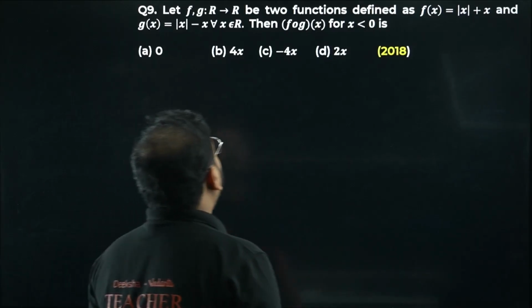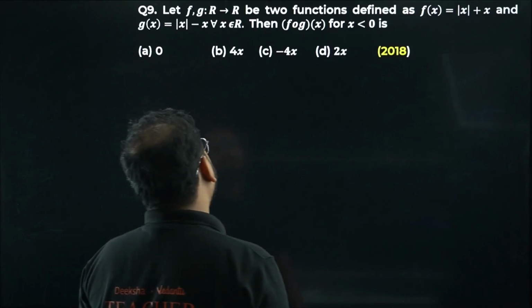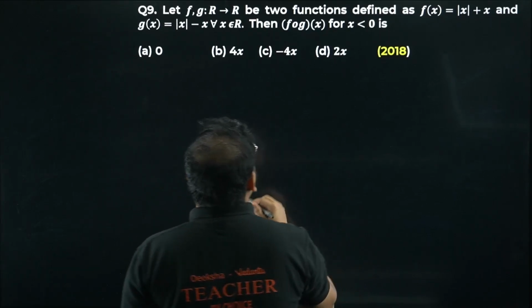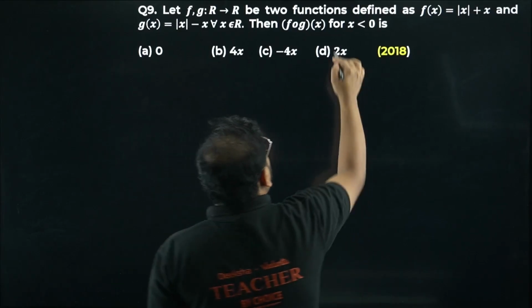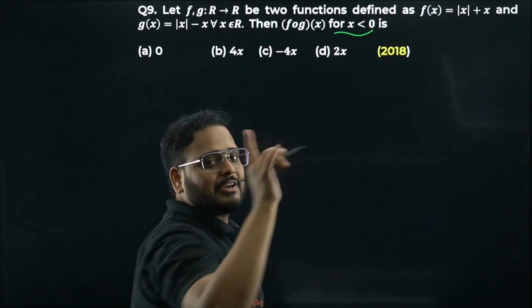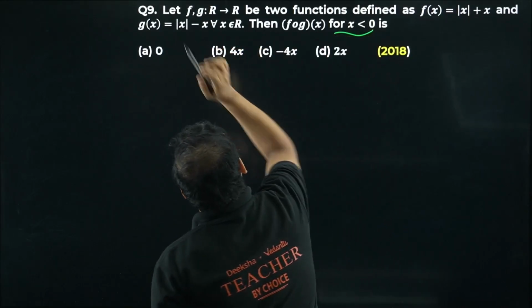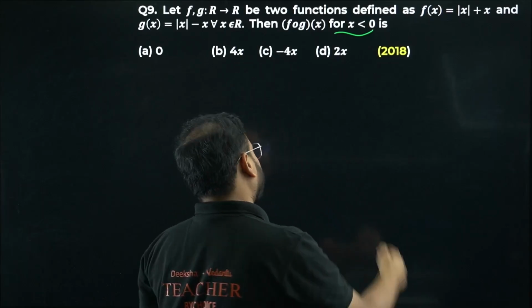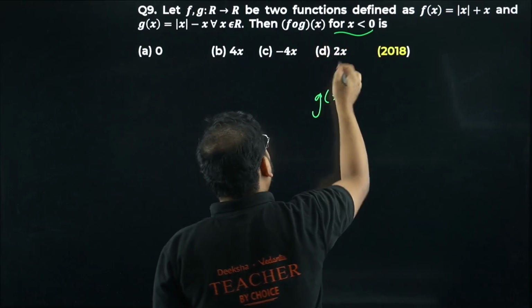Let f, g: R to R be two functions defined as f(x) equals mod of x plus x. Okay, it's a good question. For x less than 0, please check. Good thing, they have actually given us the hint in the question, because we can define the function separately as we define modulus function for x less than 0 and x more than 0. Please check. So we'll define first g(x), because we're looking for fog, so we'll get to that later.